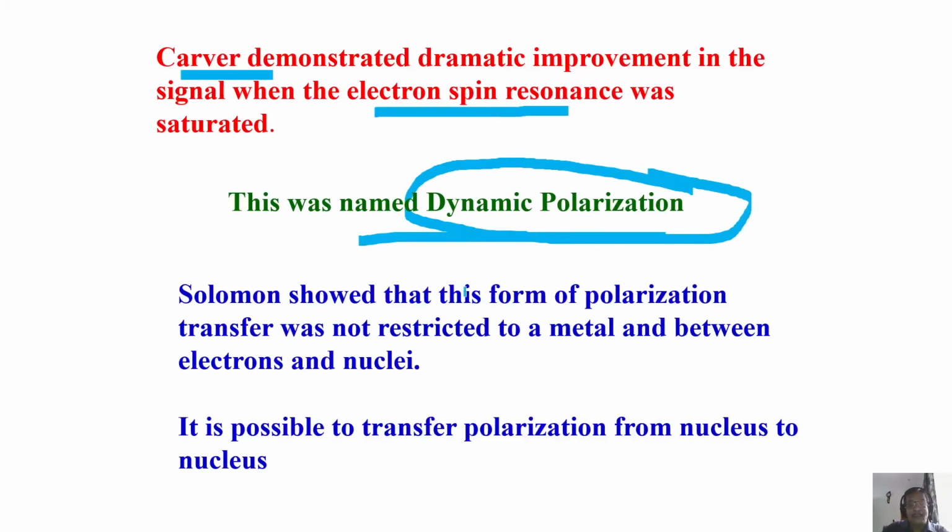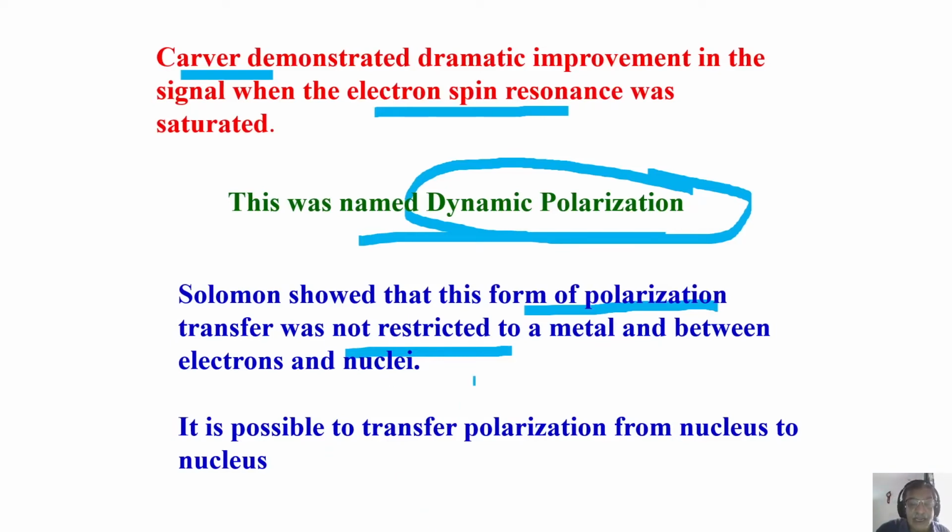But later on, there was another person, Solomon, who is responsible for giving the NOE equations, which I'll tell you later. He showed that this form of polarization transfer can occur not only from an electron to a nucleus, but between two nuclear spins also. You understand? First, it was done on a metal-like thing where we hit an electron, we have a lot of unpaired electrons there, and then see the change in the intensity of the nuclear spin, because the polarization, 1000 times more, of the electron gets transferred to the nuclear spin.